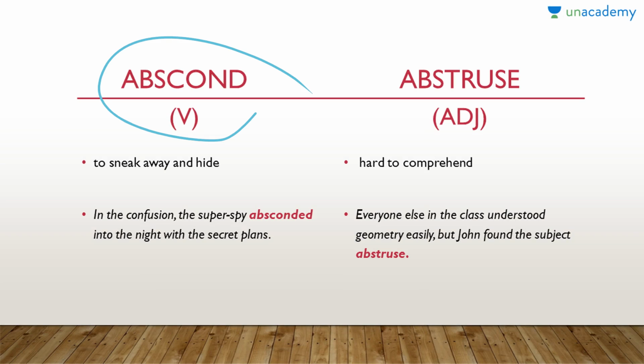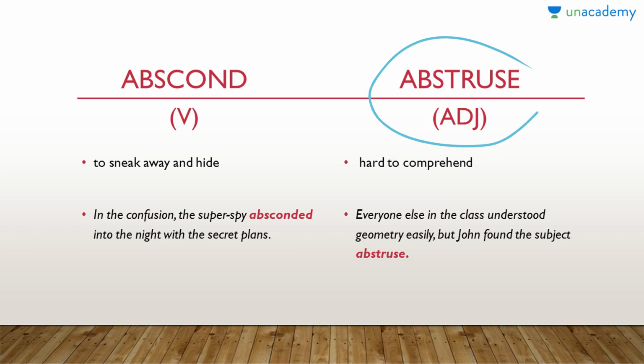Abscond is a verb which means to sneak away and hide. In a sentence it will read, in the confusion, the super spy absconded into the night with the secret plans. The next one, abstruse, is an adjective. It means hard to comprehend. In a sentence it will read, everyone else in the class understood geometry easily, but John found the subject abstruse.